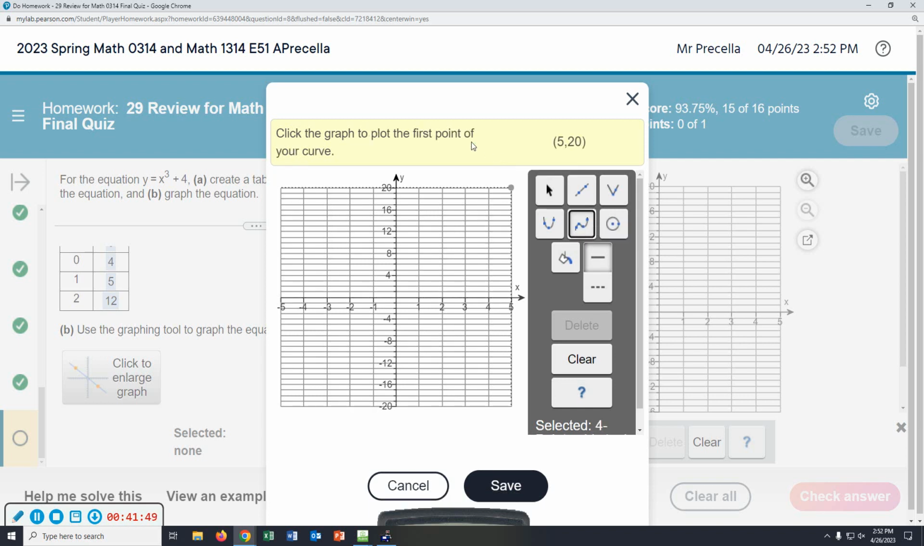So we click it. It says plot the first point. -1, 3. Is that it? Click it. And then 0, 4. Is that it? Yes. And then 1, 5. Look at that. Now it sure looks like a line right there, doesn't it? Yeah. But plot that fourth point. 2, 12. Right 2, up 12. Notice it's becoming dramatically steep on the right and left side.